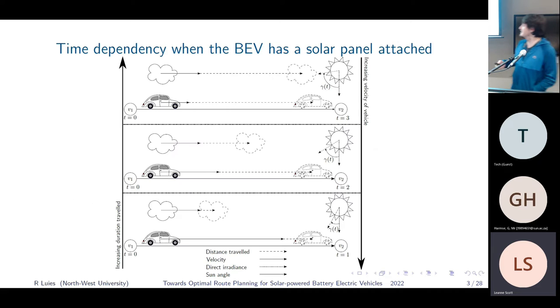So this is just a weird illustration. Sometimes if you actually drive faster, you can drive under the weather front and it is advantageous.